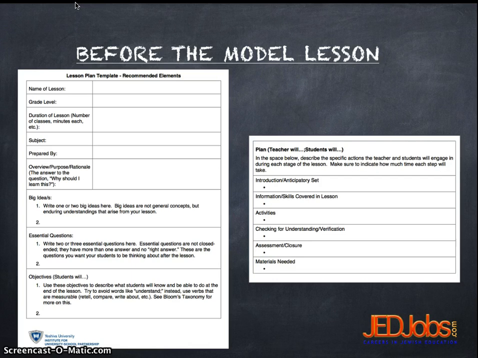Then, of course, you want to include stuff for checking for understanding, or what's called verification, to know that they've learned what you think that they're supposed to be learning. There should be some kind of assessment or closure to make sure that you've gotten to the end of your lesson, and then you'll list for yourself the materials you'll need to bring with you.